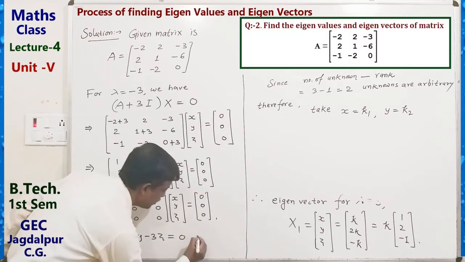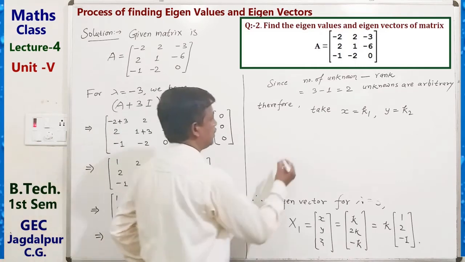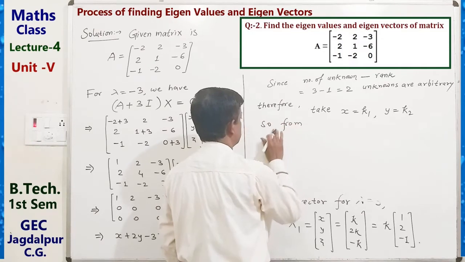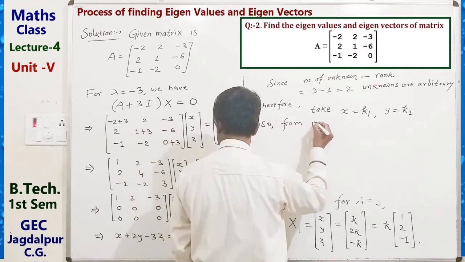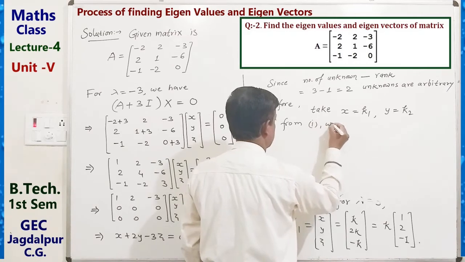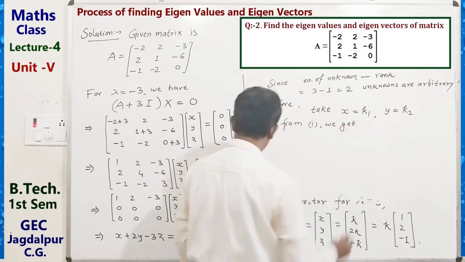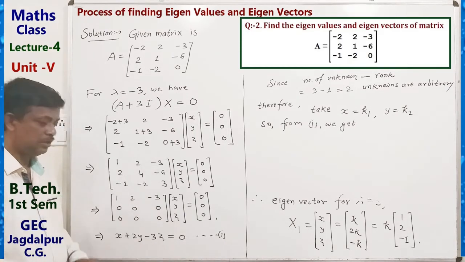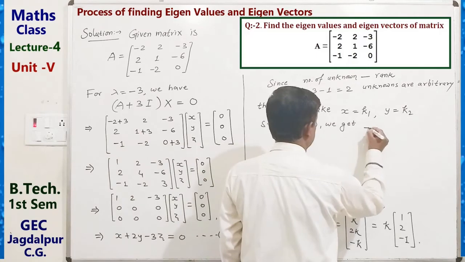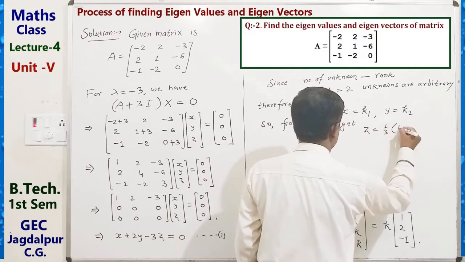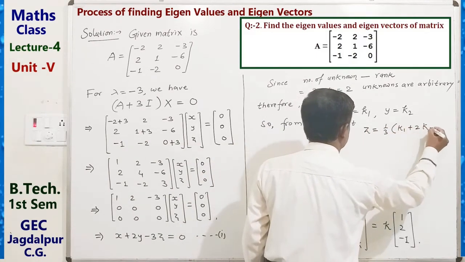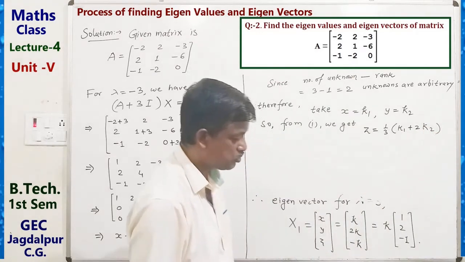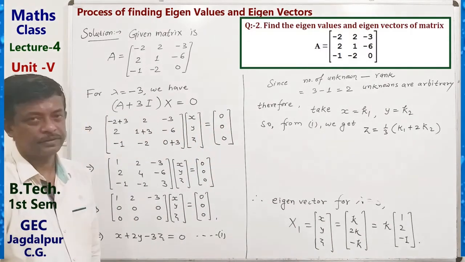So from the equation we get z equals 1 by 3 (k1 plus 2 k2), z equals 1 by 3 k1 plus 2 k2. Clear?